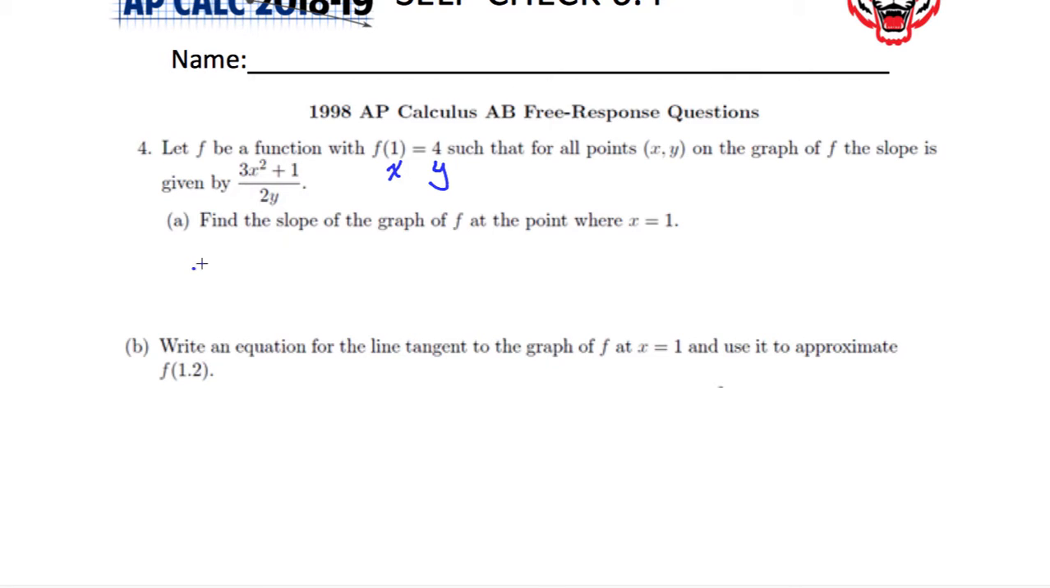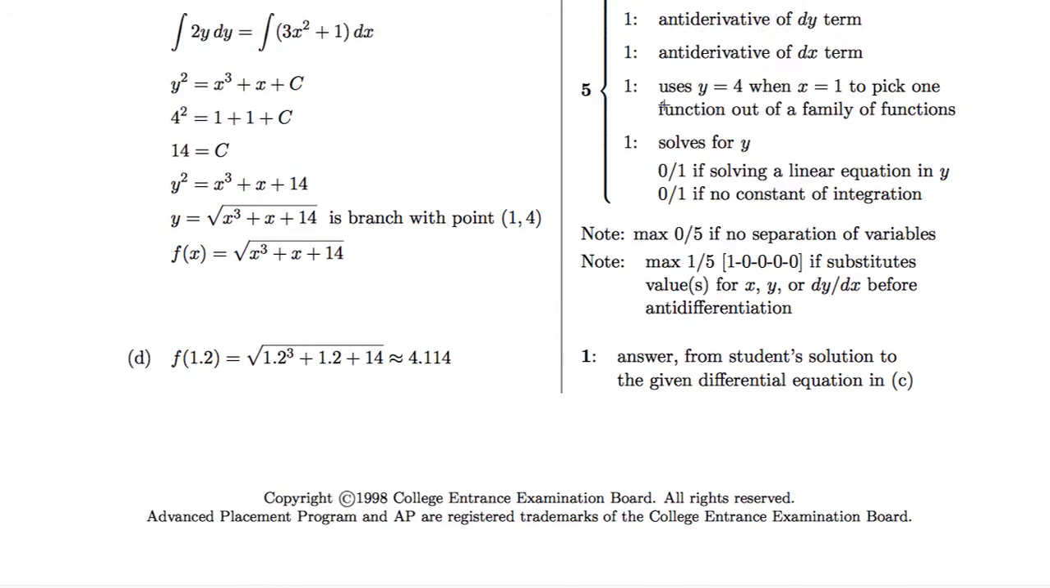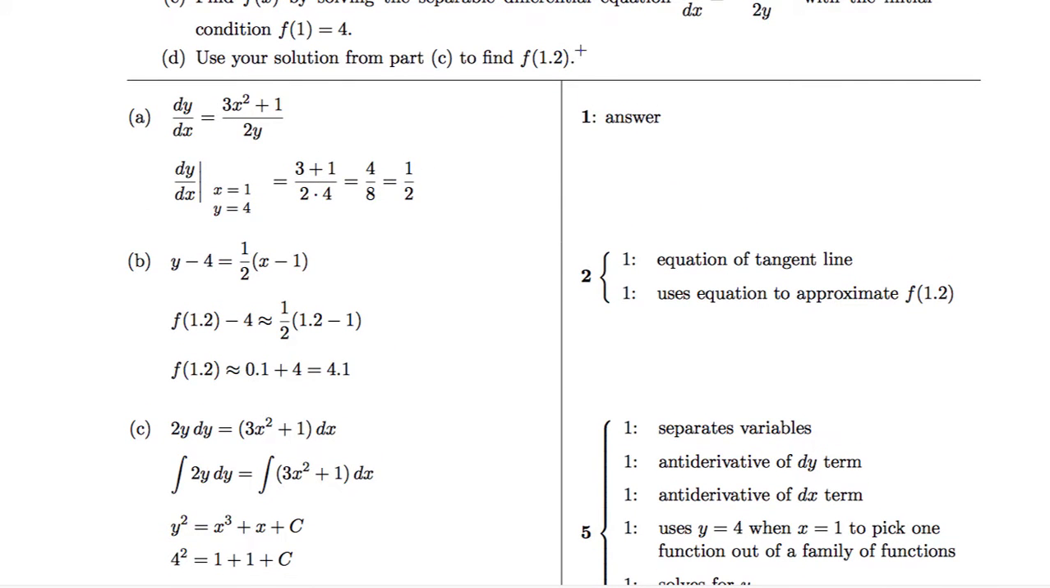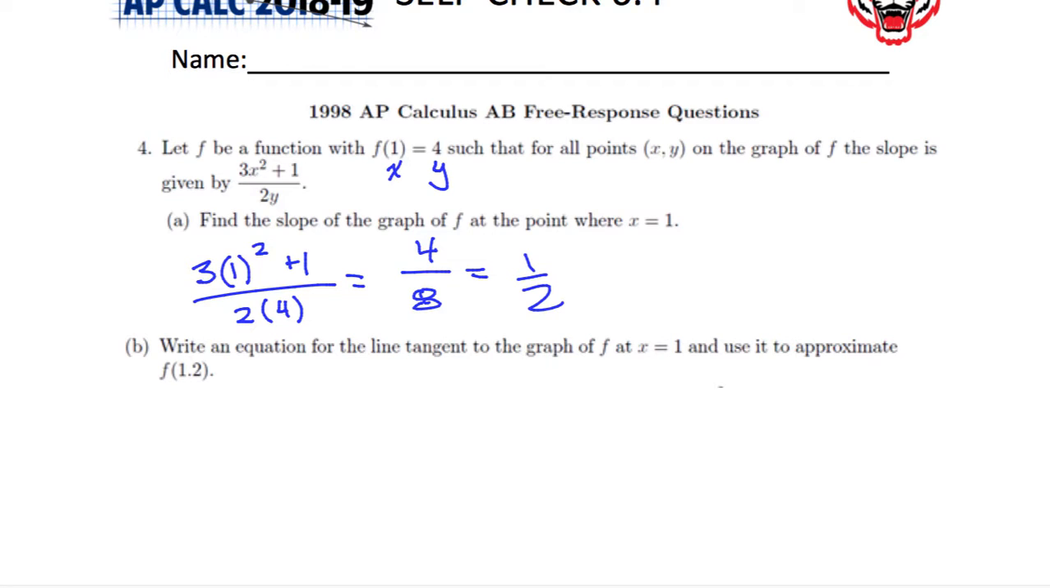So that's going to be 3 times 1 quantity squared plus 1 all over 2 times 4. And 3 plus 1 is 4, over 8. So the answer here is 1/2. How many points do we get for 1/2? Scroll up here. If you get 1/2, you get 1 point. So give yourself +1 if you got 1/2. And that was all out of 1 for part A.